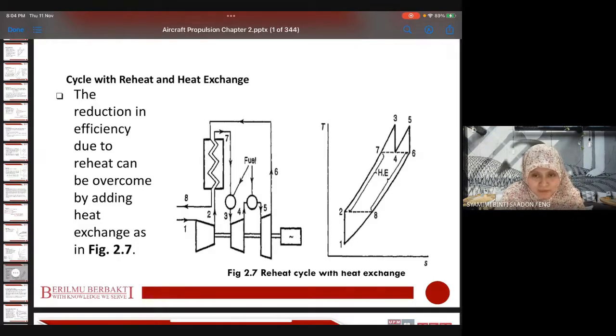So the TS diagram is that one, on the right hand side, more complicated. We have the regenerator, the heat from the hot side to the cold side, 2 to 7, to save the fuel. But at the same time we reheat the working fluid, 4 to 5 again. So there are 2 extra processes.